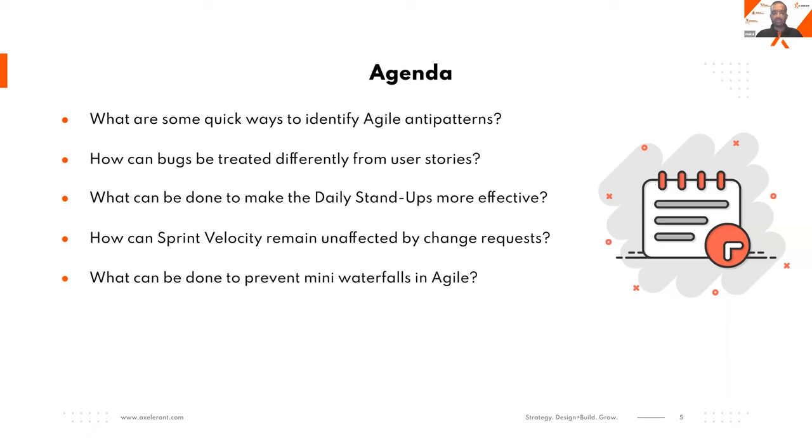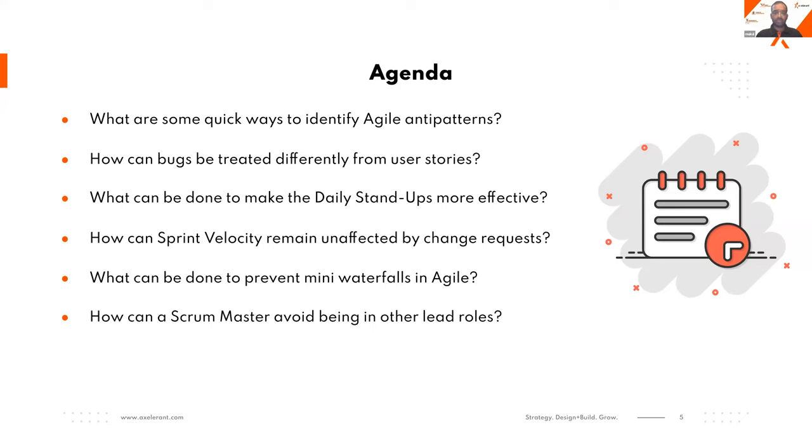Mini waterfalls. You must have heard about it. In a sprint, everyone is not working from day one. Developers are working, then QAs are taking it up. QAs are sitting idle for the first 3 days or something like that. So this is one of the Agile antipatterns, that they work sequentially.